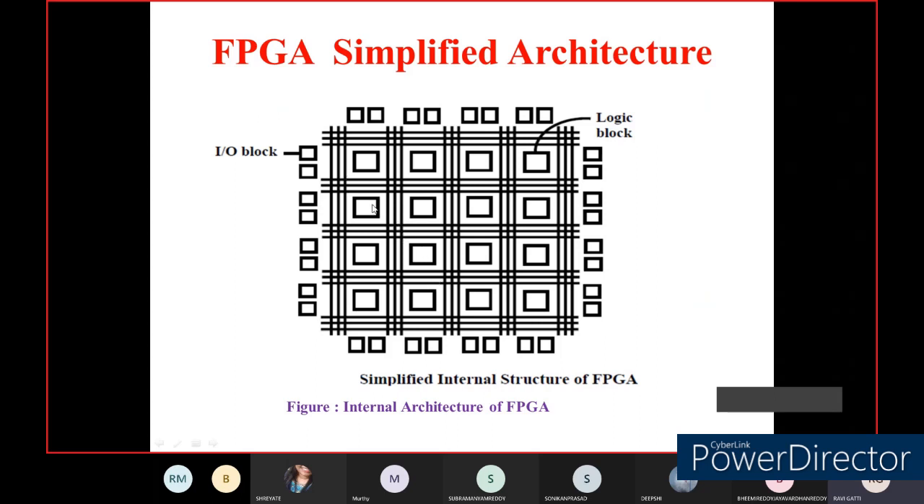So you can see here the interfacing or connection of these IO blocks to your programmable logic blocks will be done through the use of interconnects. So we can program not only the IO blocks, we can program your interconnects also, so that if the program has to be changed, then we can change the program not only for the logic blocks, but also for the interconnects. So this is the internal architecture of the FPGA, how it will look.